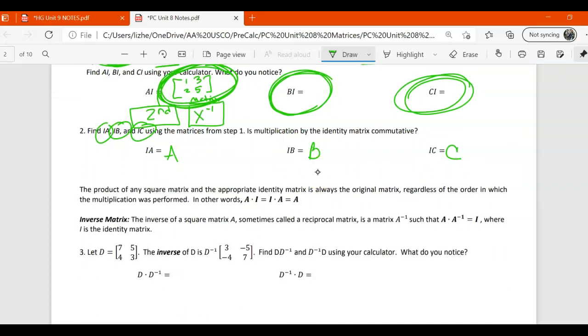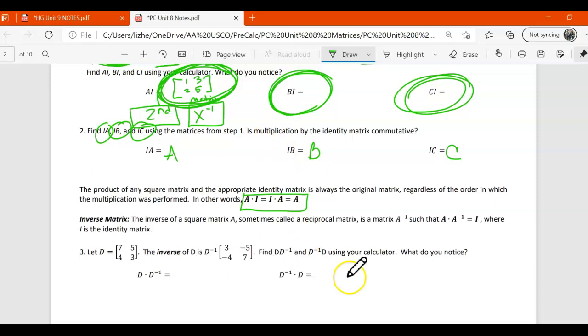The product of any square matrix and the appropriate identity matrix is always the original matrix, regardless of the order in which the multiplication was performed. In other words, this is what you need to know. A times the identity is the same as the identity times A, and they all equal A.